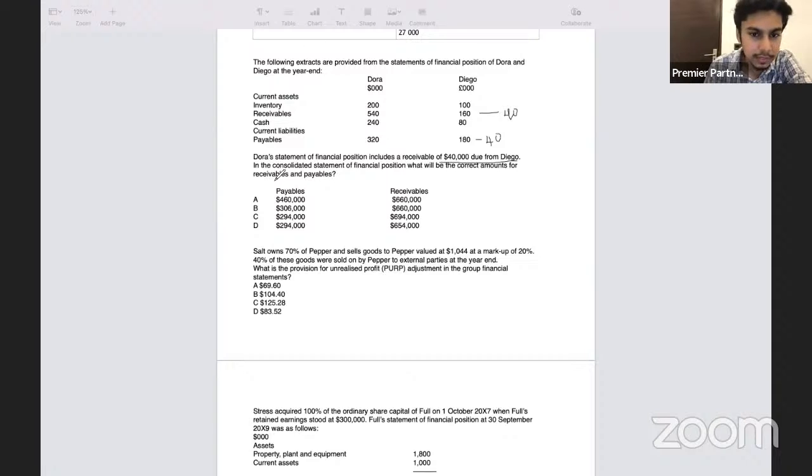Now, how to get this answer? Payable. Normally, how do you do payable? Take the parent, add the subsidiary, and subtract. 320 plus 180, what's the answer? 500. 500 minus 40, 460. Then this has to be the correct answer, A. Right. Then receivable, how do we get the answer? Normally, receivable is an asset. Parent plus subsidiary: 540 plus 160 will give you 700, minus 40, 660. There you go, that's how you get the answer. Easy question. Right, try this one over there. What is this question? This is only going to be URP.